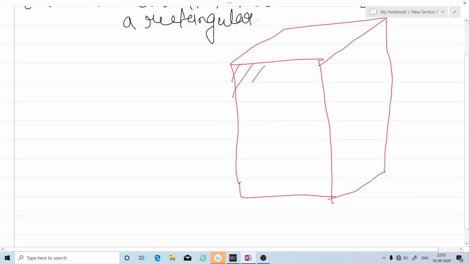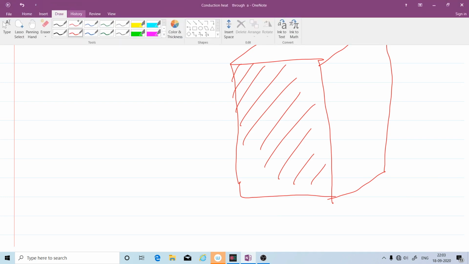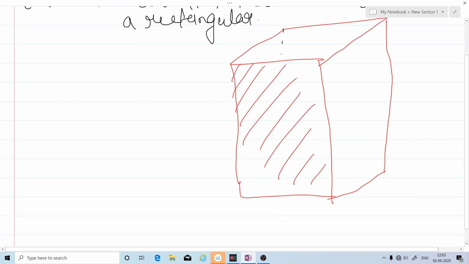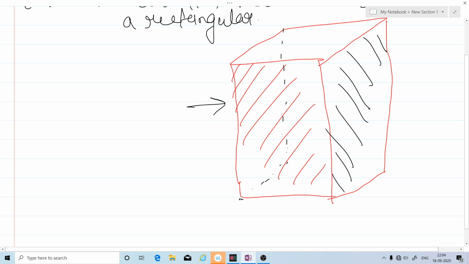It has some front area and some cross sectional area also. These are the second side of the area. So this kind of slab we will be studying. We will be studying heat transfer from the left face of the slab to the right face. This is the right face. The hashed portion in red color on the left hand side is the left face, while the hashed portion on the right hand side is the right face.